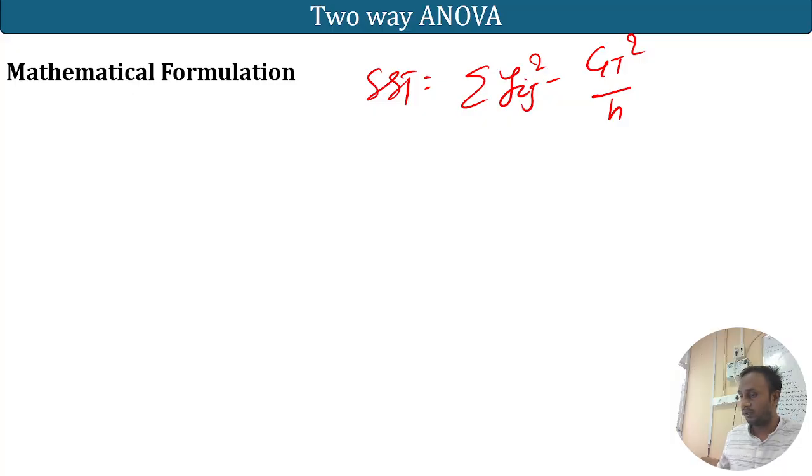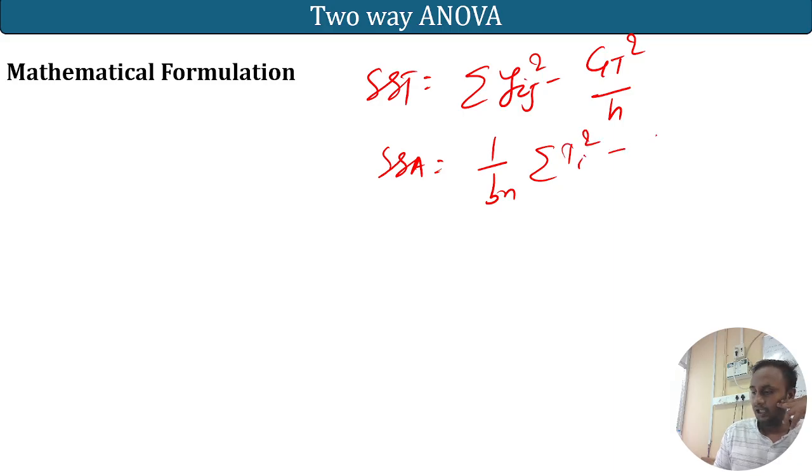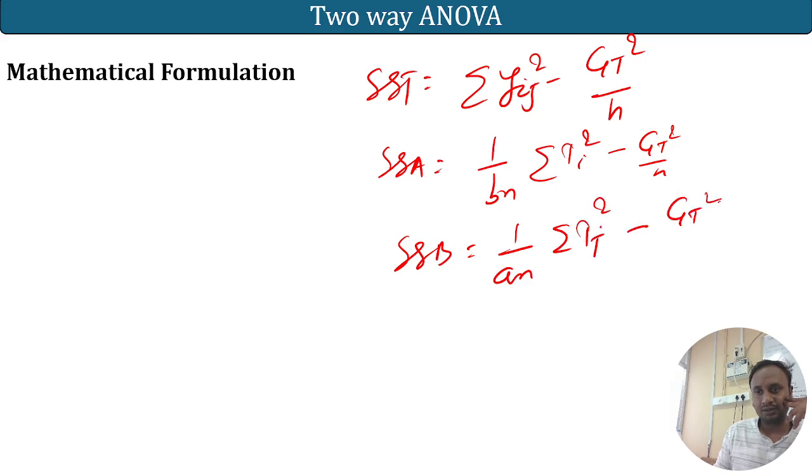So this is the formula for SST. If you take factor A, SSA is 1 by Bn summation of Ti square minus Gt square by n. SSB is 1 by An summation of Tj square minus Gt square by n. That we have seen already, and when I solve the problem it will be easy to get it.